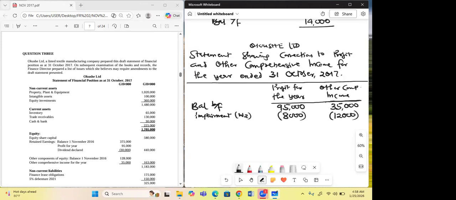Then the next thing is we disposed a plant and we got what? A loss on disposal. Do you remember? Yes, sir. So loss on disposal, 6,000. That was in working three. Will it affect profit for the year or other comprehensive income? It will affect profit alone, right? Profit for the year. So 6,000 is a loss. It will reduce it.